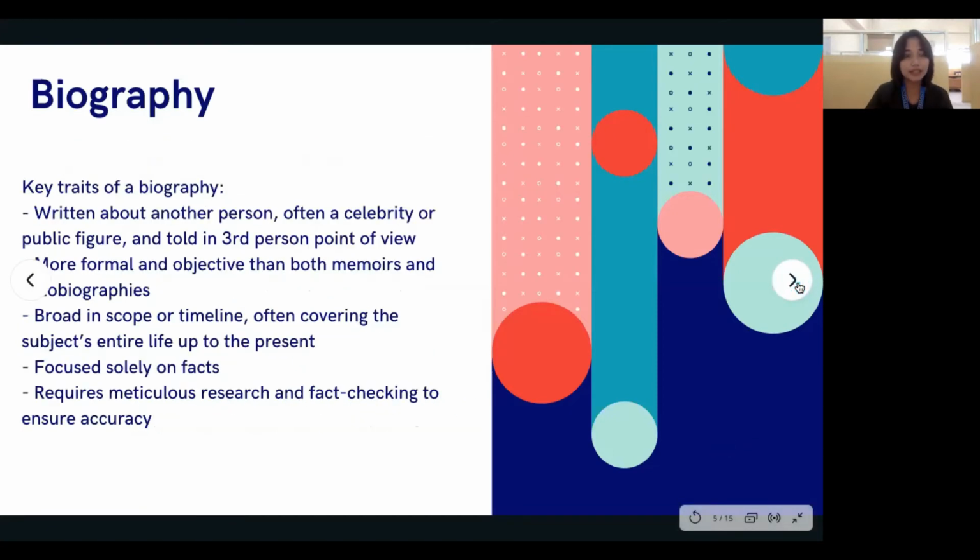So, ang biography, sabi ko nga kanina, it is objective. And then, ang nagsusulat nito is other person. No? Hindi ito tungkol dun sa nagsusulat. Okay, tungkol ito sa isang maaaring kilala ninyo or famous na tao, pero sinusulat siya or ikinukwento siya in third person point of view. Kasi nga, nagiging objective tayo kapag nagsusulat ng biography. It is written about another person. Next, it is formal and objective than both memoir and autobiography. So, ito yung sinasabi ko kanina.